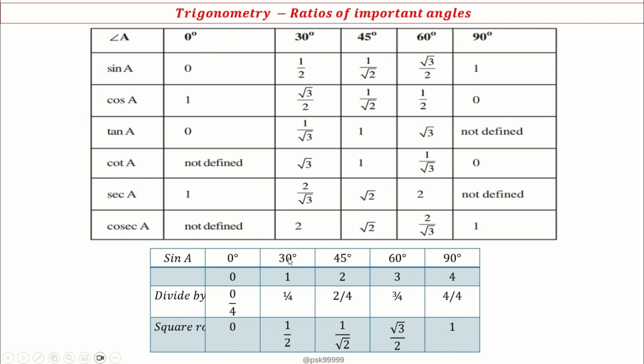How do you make sure that you get correct values for sine theta? You write 0, 30, 45, 60, 90. Give them a number 0, 1, 2, 3, 4. Divide all of them by 4: 0 by 4, 1 by 4, 2 by 4, 3 by 4, and 4 by 4. Square root them: 0, 1 by 2, 1 by root 2, root 3 by 2, and 1. These are the values of sine theta. And cos will be exactly the same values in reverse order. Then tan, cot, secant, cosecant, all you can derive. So this is one method of remembering.